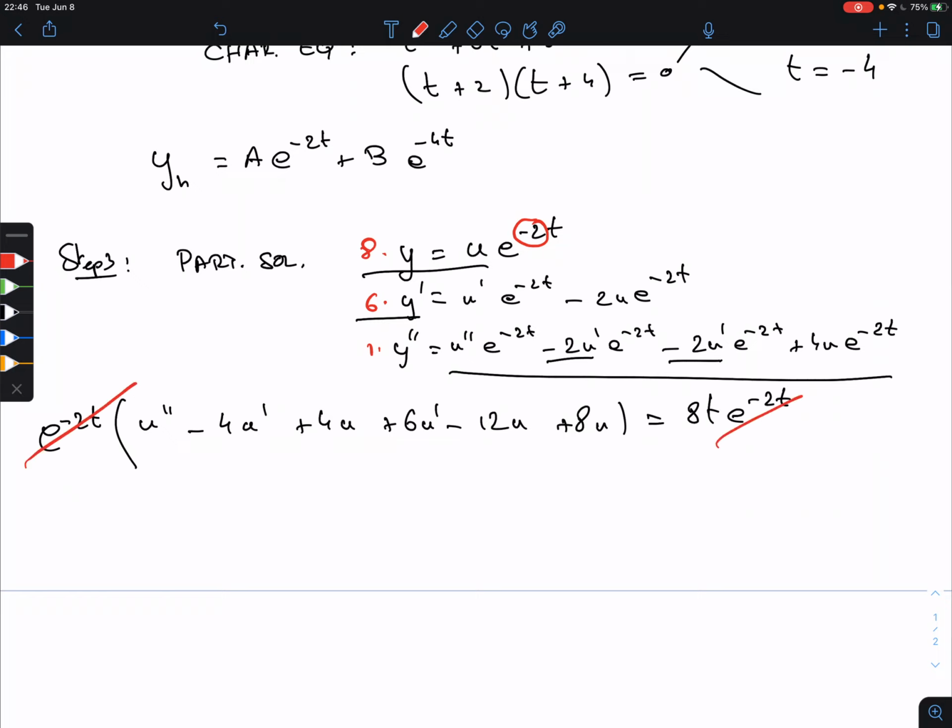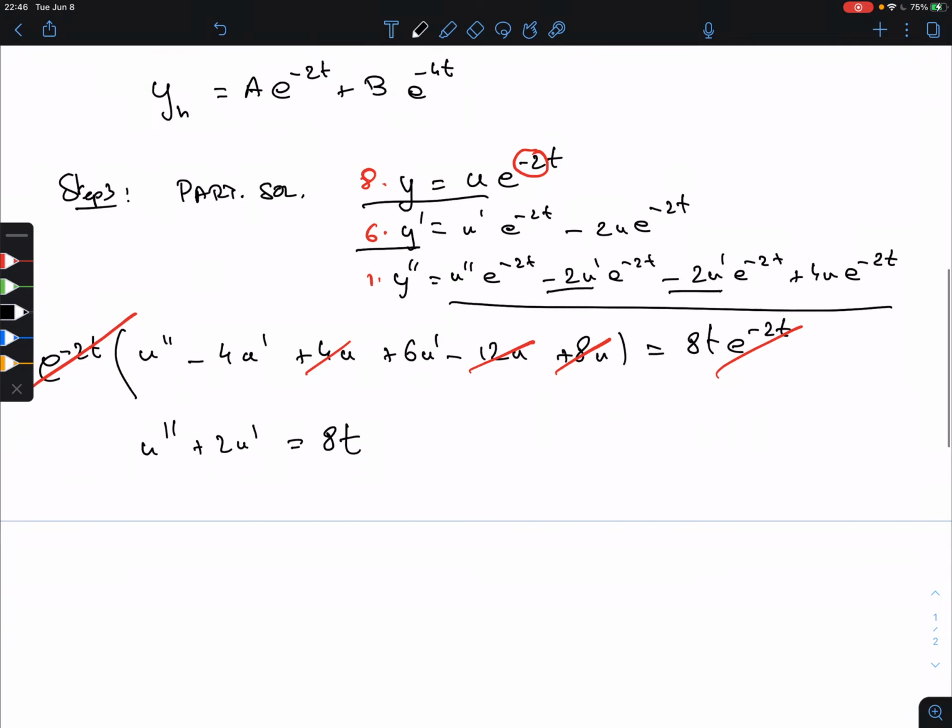But we see something else happens here. 4u plus 8u minus 12u cancels. So what we have is a differential equation, u double prime plus 2u prime, without a u term. Now it is important that we realize that there is no u term, because if there were a u term, then we know that our general solution that we would propose would be a polynomial of the same degree, but with undetermined coefficients. But since there is no u term, we have to multiply this with t.